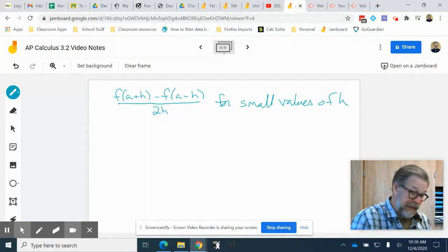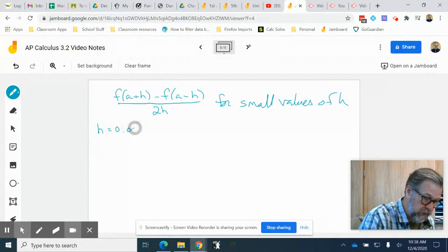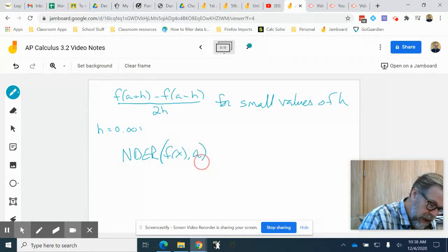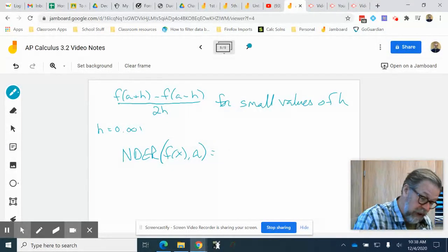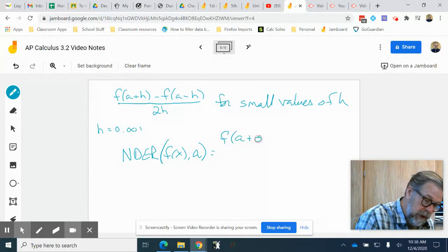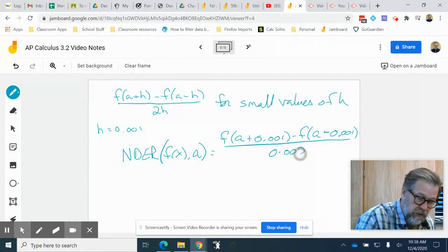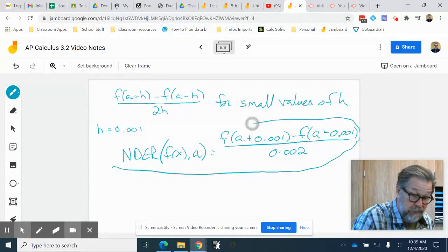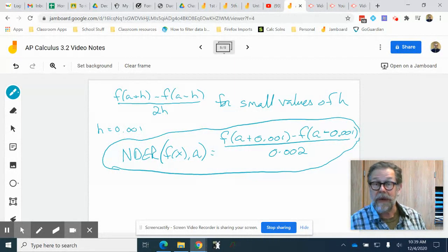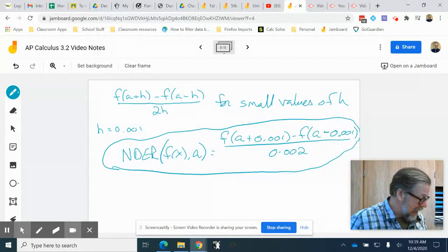And we're actually then just going to say h equals 0.001, which means that what my calculator is going to do to find the numerical derivative of some function at an x value of a, it is going to say, well, I'm going to take the function at a plus 0.001. I'm going to take the difference between that and the function at a minus 0.001, and I'm going to divide it by 0.002, and that is going to give me, it turns out, a fairly accurate approximation of the value of the derivative of my function at x equals a.